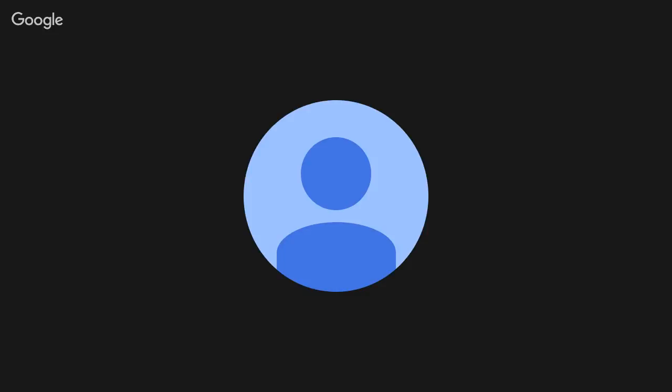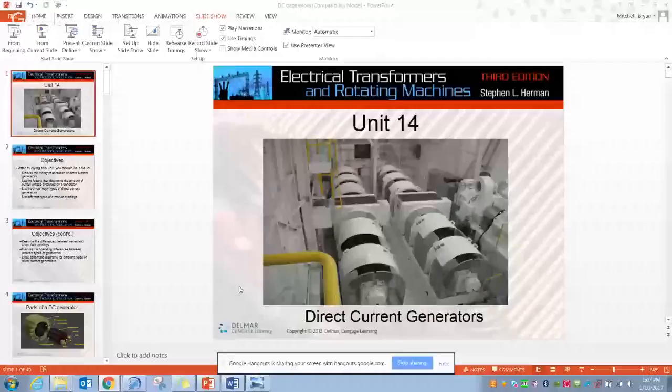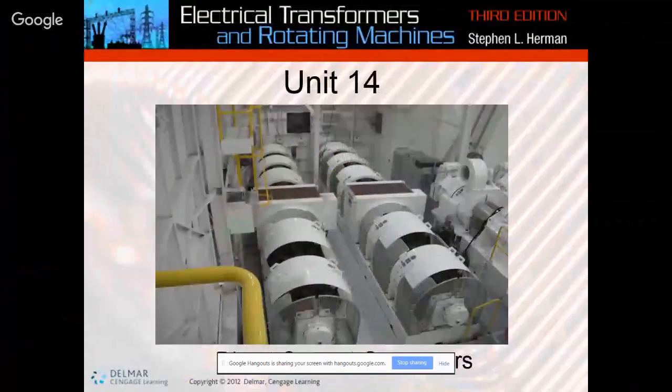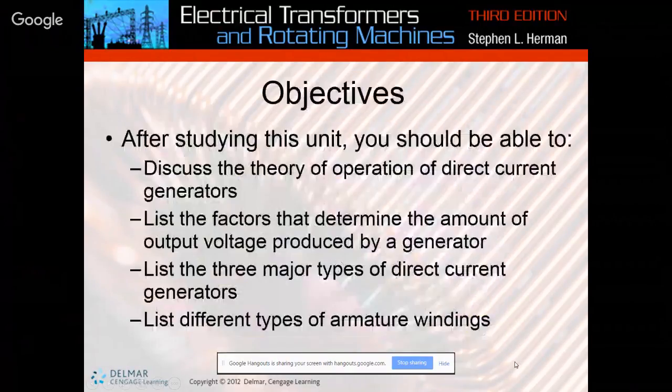Now let's talk about generators. How does that sound? Let me do this. Screen share. Okay. From beginning. Okay, chapter 14. We'll get started with it here today. Slideshow from beginning. Get started with chapter 14. DC generators, fellas.